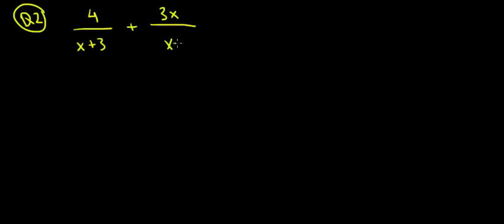In question 2 we have an equation. Let's solve it. Question 2 we have 4 divided by x plus 3, plus 3x divided by x minus 4, and then minus x minus 1 divided by x squared minus x minus 12. That's equal to 0. Okay, what can we see here?